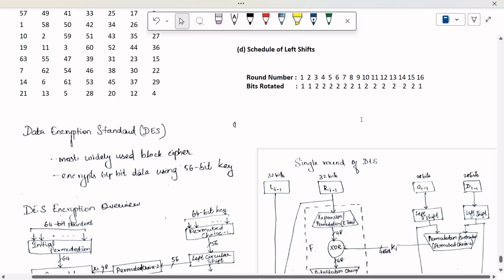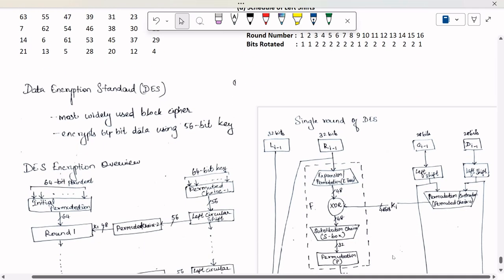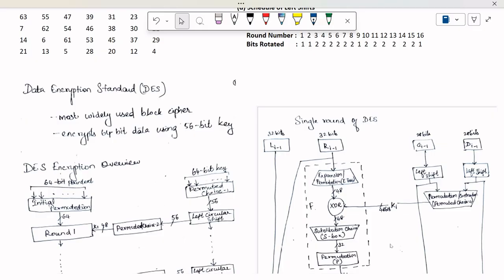So here you can see with the help of left circular shift, we will get a unique key for each and every round. That's it with the data encryption standard.